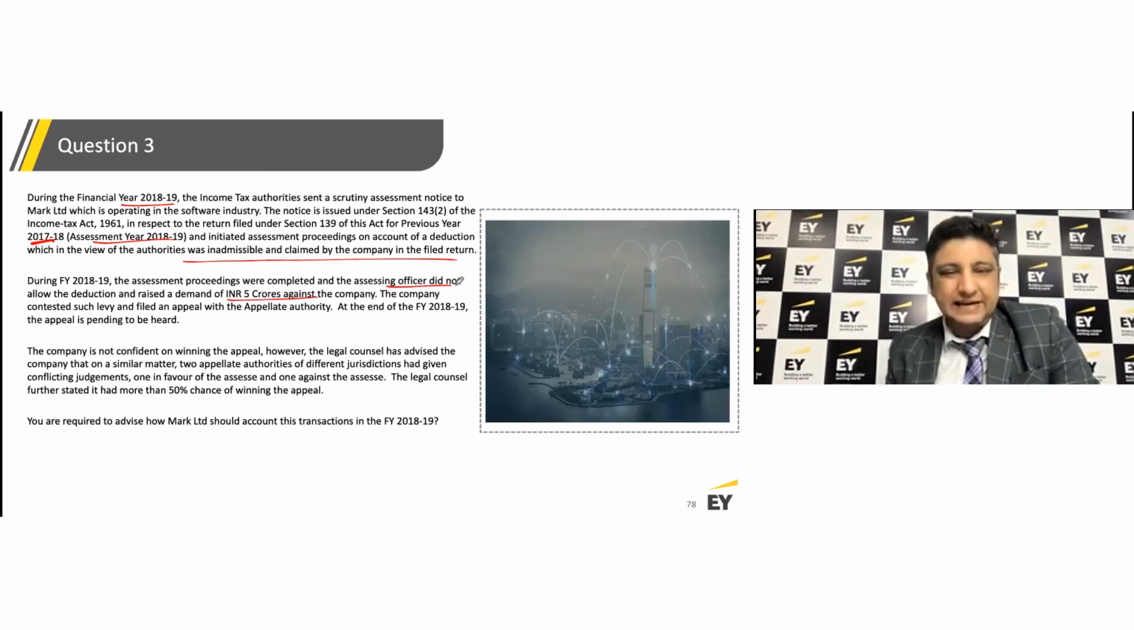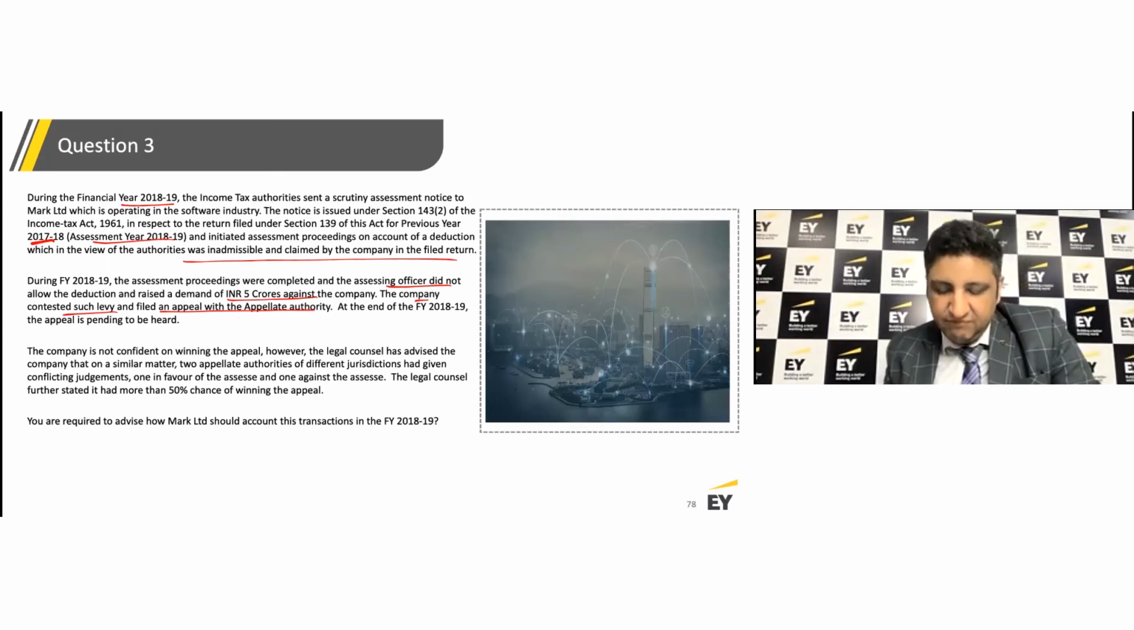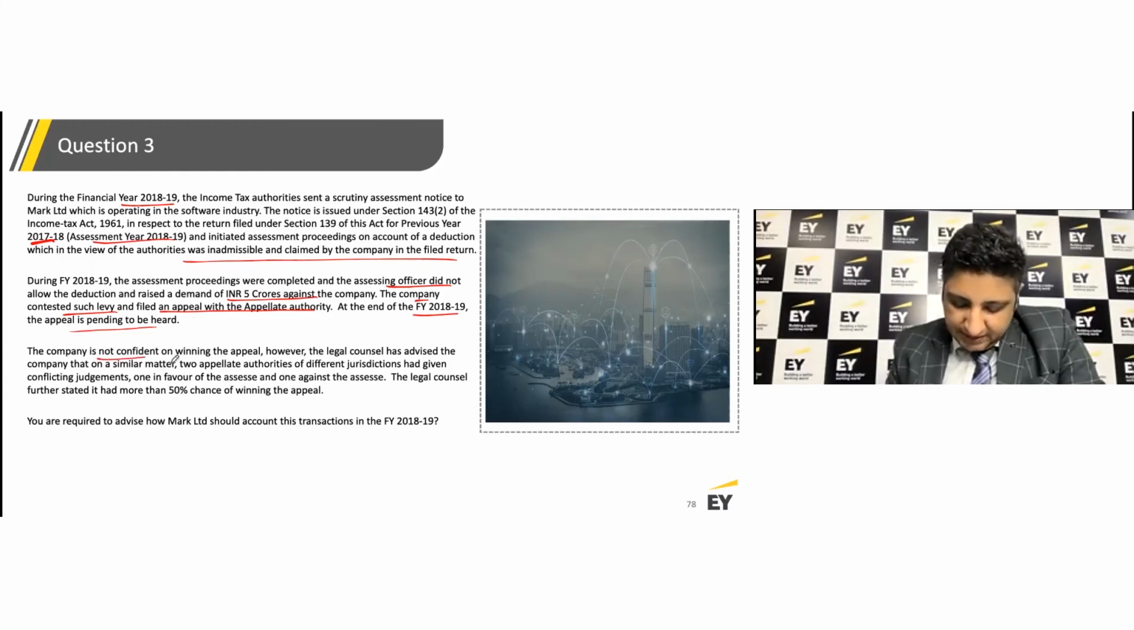So very clearly, there is a deduction that the company has claimed. The income tax authority or the assessing officer is simply disallowing that. The company contested such levy and filed an appeal with the appellate authority. At the end of 2018-19, it is still pending to be heard. Now, from the company's perspective, it's mentioned that the company is not confident on winning the appeal.